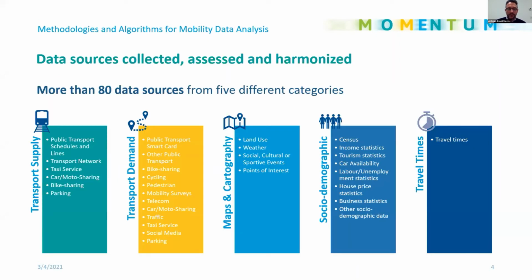Before going into more detail on this main outcome, let me show you briefly the type of data sources with which we've been working in Momentum. In the first three stages that you saw before, we collected, assessed, and harmonized more than 80 data sources from five different categories: transport supply, transport demand, maps and cartography, socio-demographic information, and travel types. And within each block, we can see the type of data sources we've been dealing with in this work package.